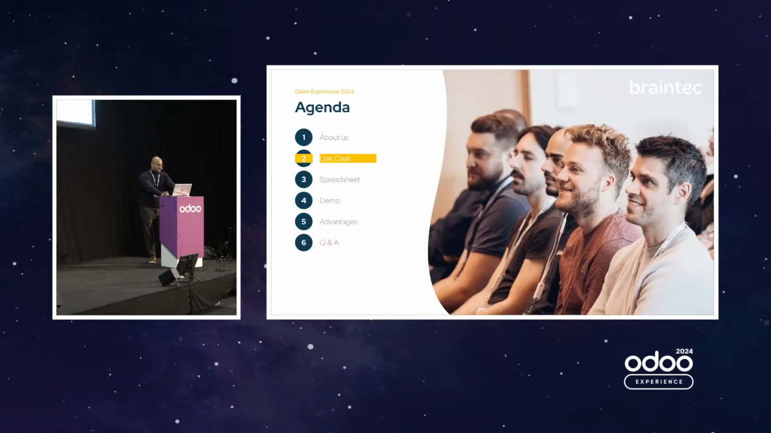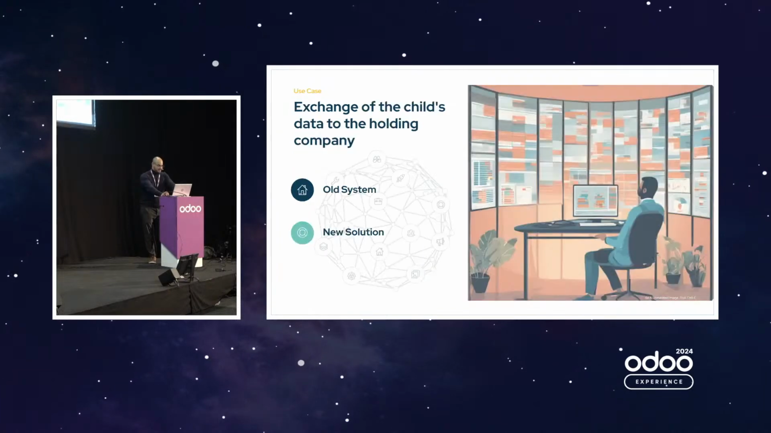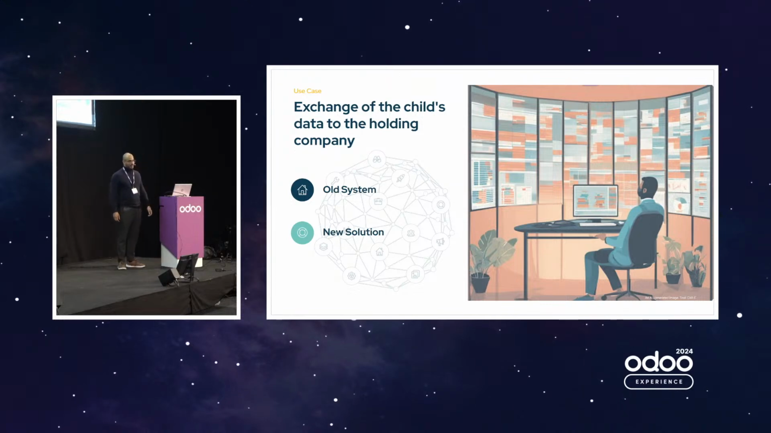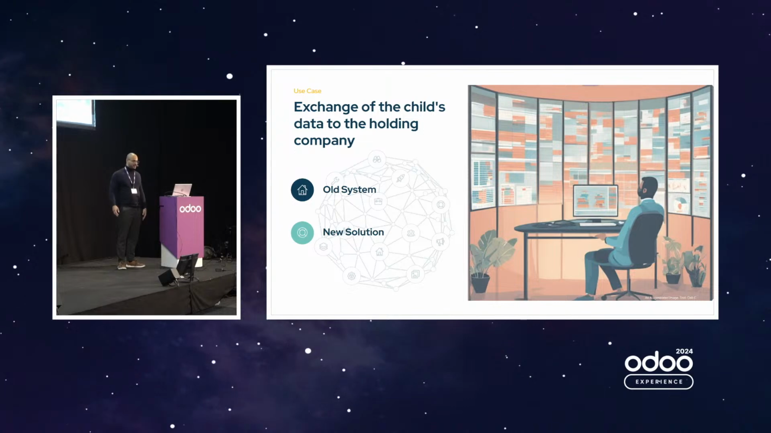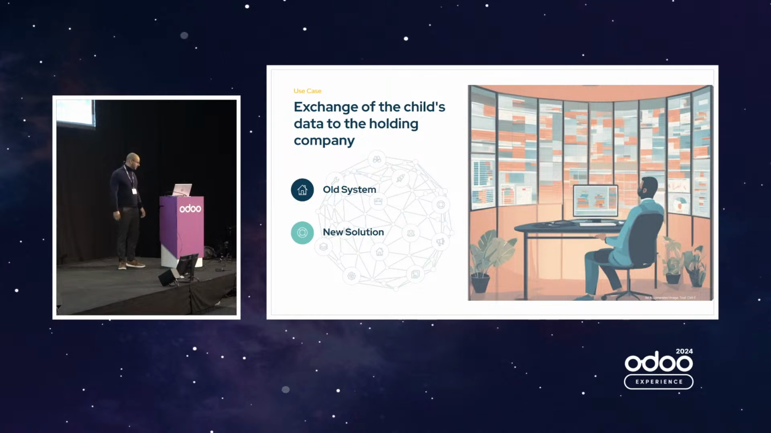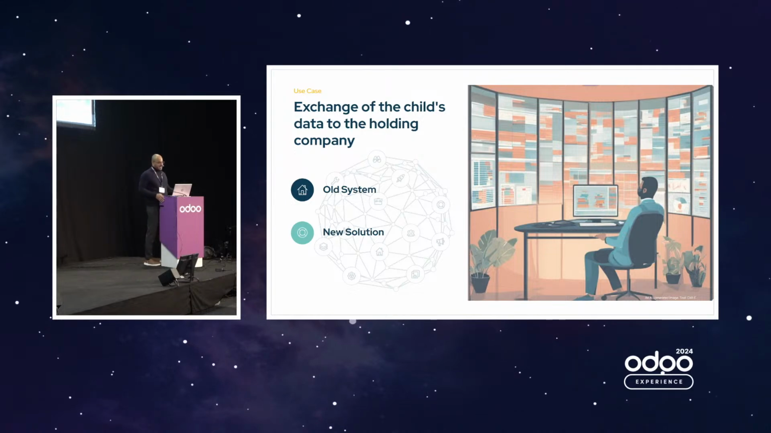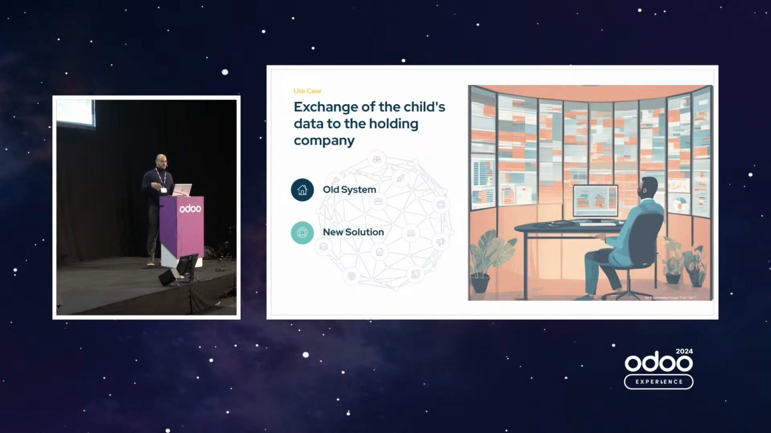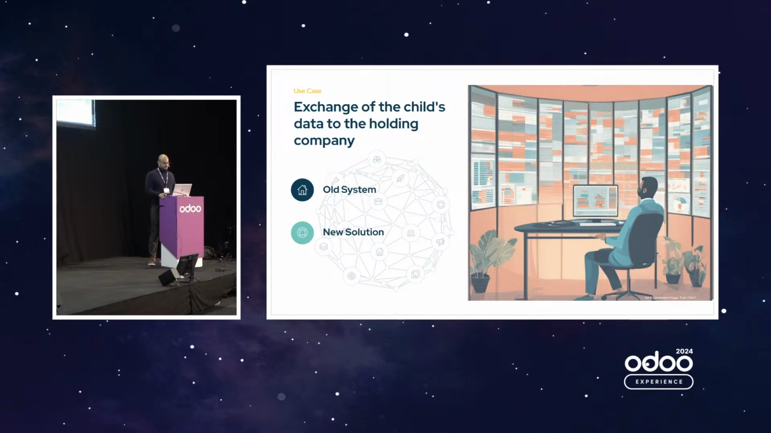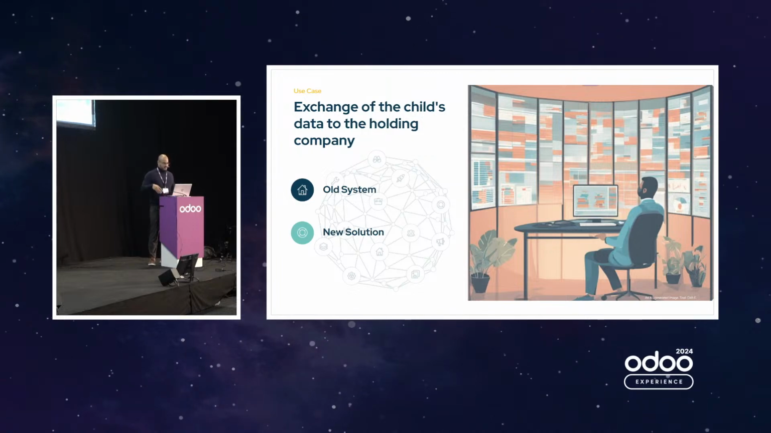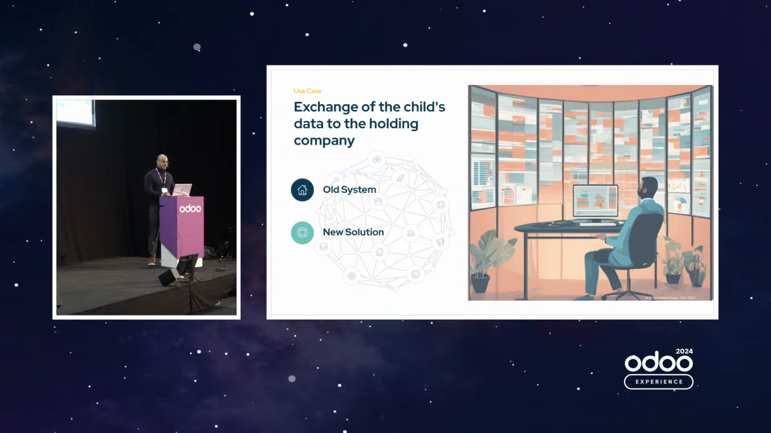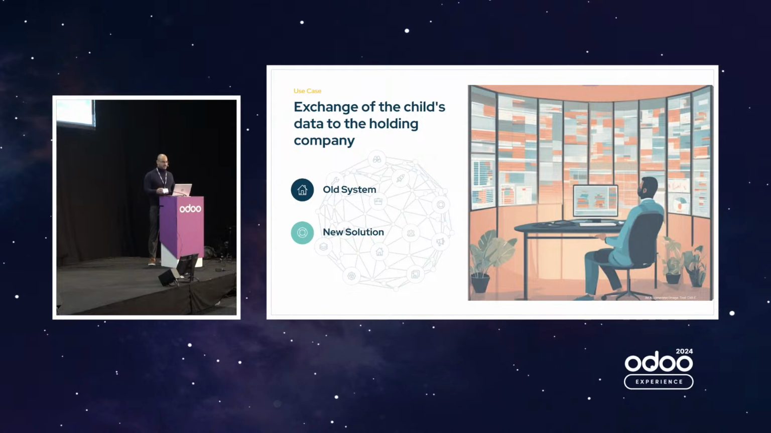So let me directly jump into the use case. What's the use case here? As I mentioned at the beginning, a company wants to exchange its data from the child company to the mother company, to the holding, and needs a special mapping for the financial accounts, for example, as well as to do reports and consolidate the data and bring that to the holding system. So how can we do that? With Odoo spreadsheet. This should be the solution.